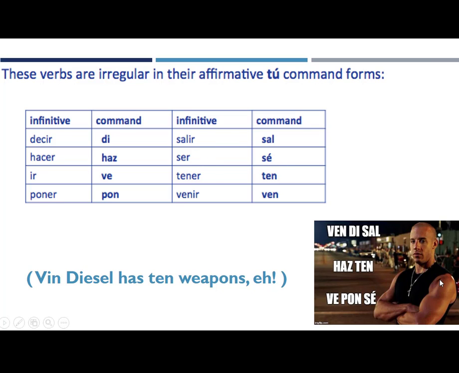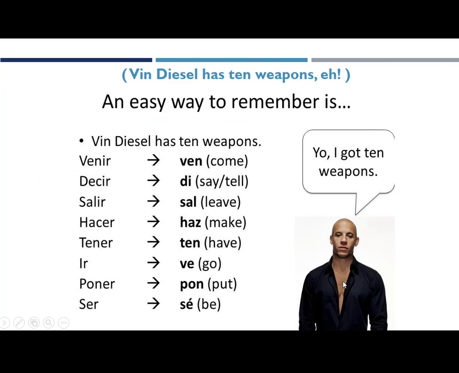Now, what do I have here? Vin Diesel with his muscles, and here, what is this? Profesora. Vin Diesel has 10 weapons. We use this weird sentence to kind of remember all of these. It's kind of like a little trick for you to remember all of these irregular ones, and they work like this. So, this is an easy way to remember.